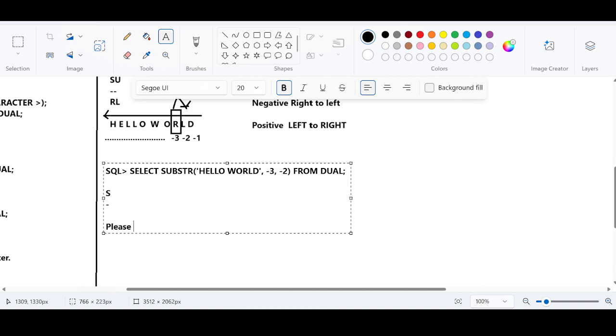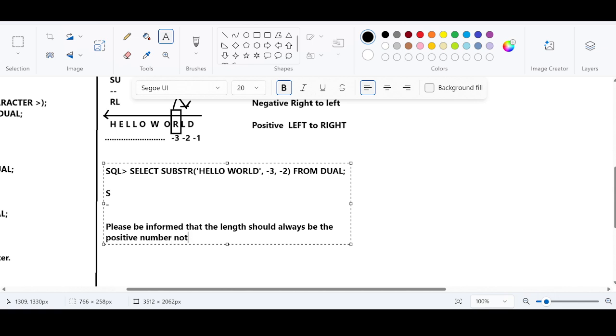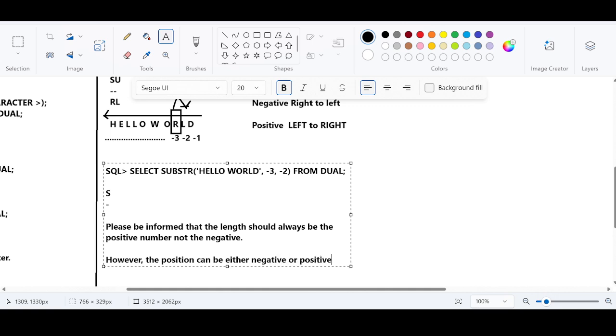Please be informed that length should always be a positive number, not negative. However, position can be either negative or positive. Right? So this is all about substring.